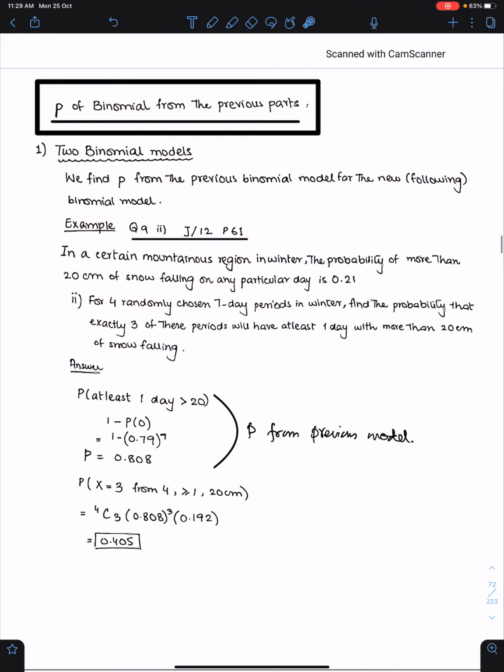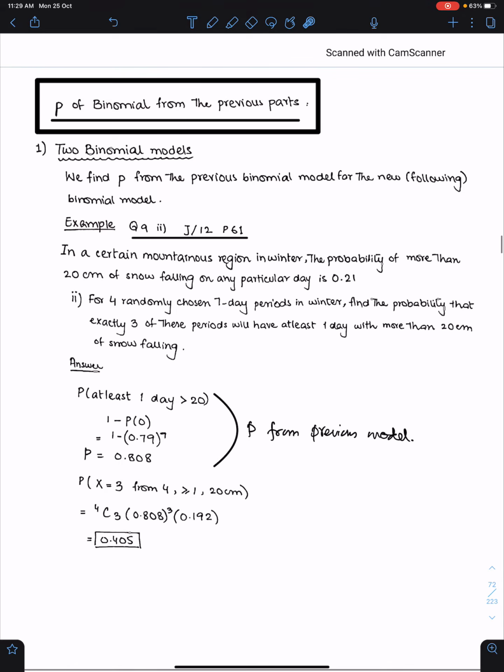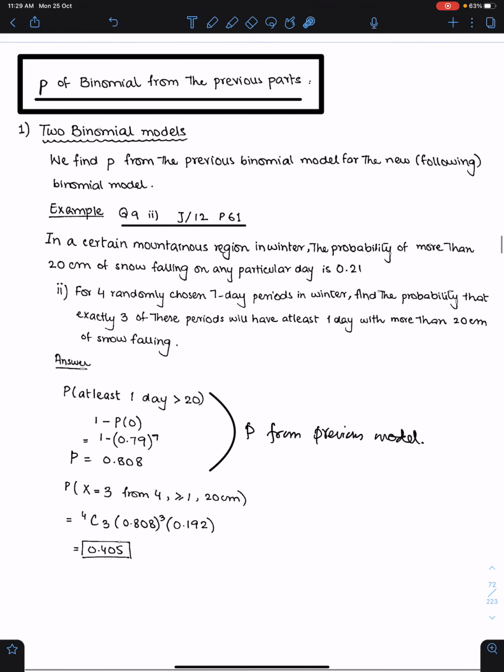Now, this is one of the most important parts of binomial distribution. The p of the binomial from the previous part. This is case 1: two binomial models. Sometimes we have two binomial models in one question. So we find p of the next binomial model from the previous binomial model. So we find p from the previous binomial model for the new binomial model, or next, or following binomial model.